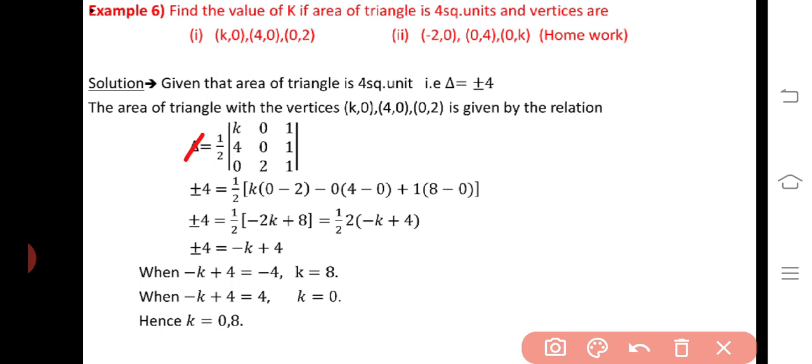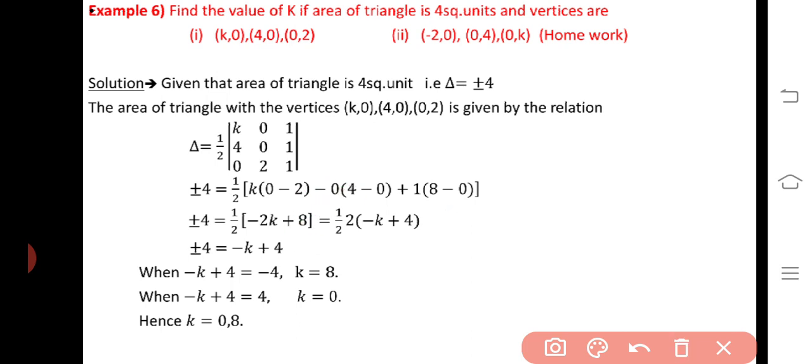This value is equal to plus or minus 4, equal to 1 by 2 into, expanding along the first row, 1 by 2 as it is, k into 0 minus 2, minus 0 into 4 minus 0, then plus 1 into, delete first row and third column, what will we get, 4 into 2, 8 minus 0. Now simplify: plus or minus 4 is equal to 1 by 2 into minus 2k plus 0 into any number will get 0 plus 1 into 8.